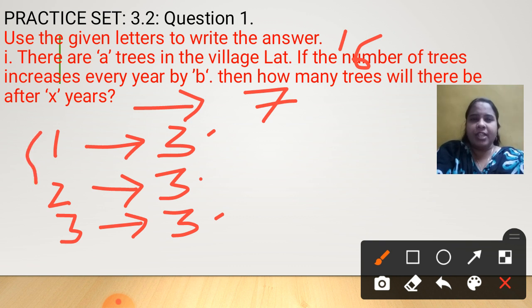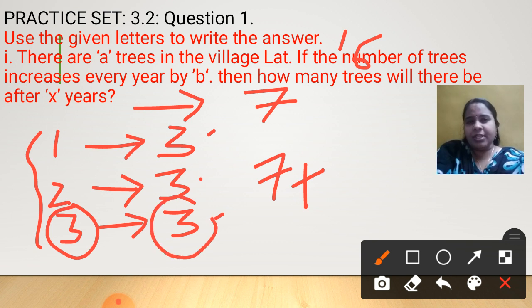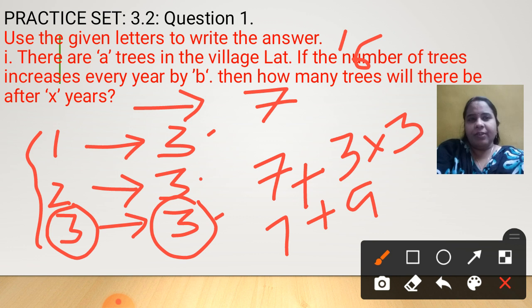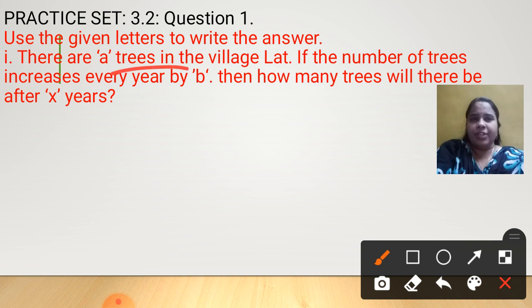If the number of years were less, we would add like this. Suppose there are more number of years, then what is to be done? How to get a relation? The number of trees we started with was 7. To that, what I have added, see this, the number of years is 3 and every year it is increasing by 3. So it means I have added 3 into 3 here. Yes, so what do I get? 7 plus 9. 7 plus 9 is nothing but 16. I hope you are understanding this concept. Yes, now let us relate it with our given sum. Okay, now see here, a was the number of trees in that village. So a. If the number of trees increases every year by b, every year it is increasing by b.